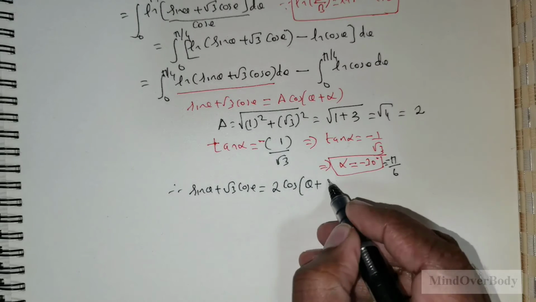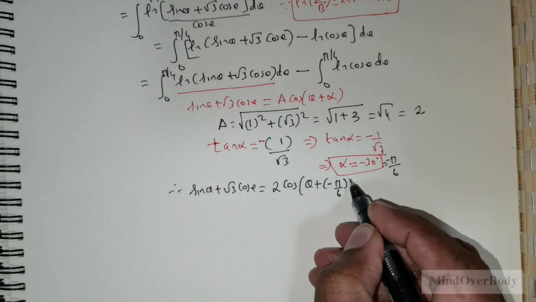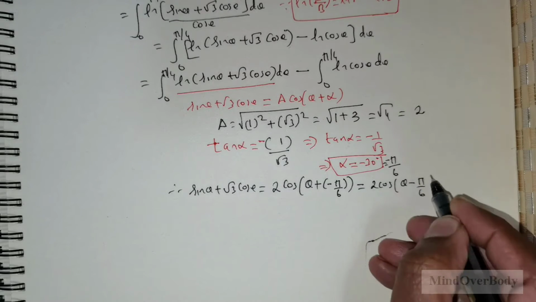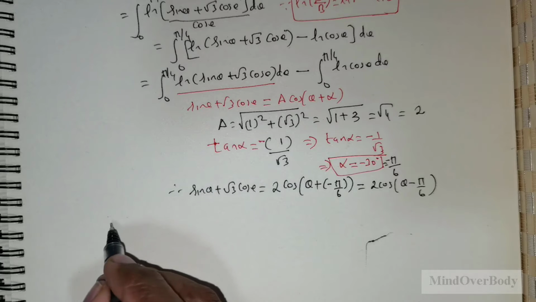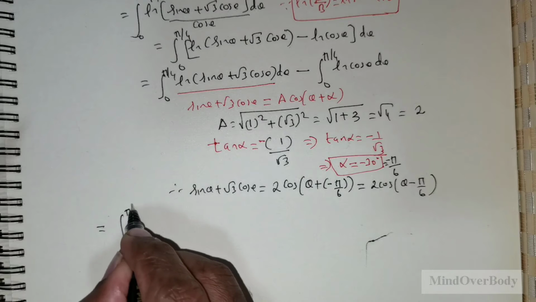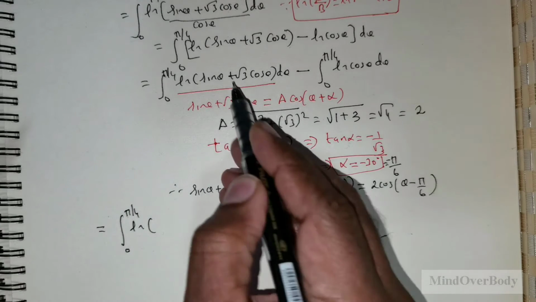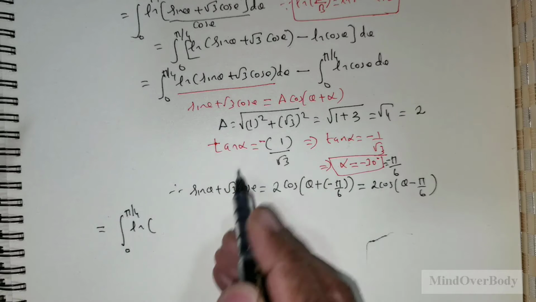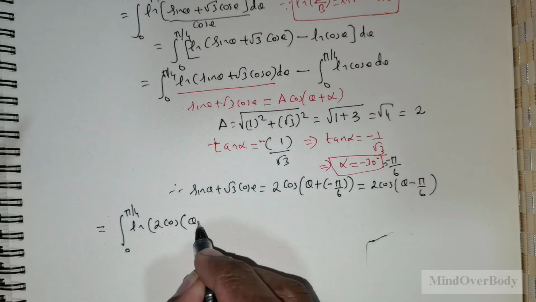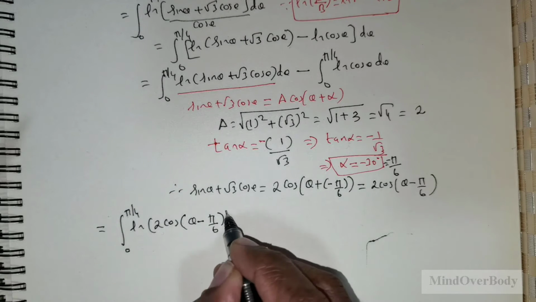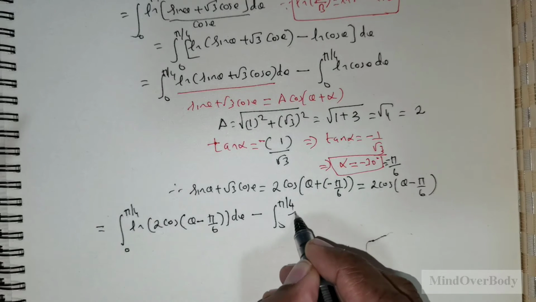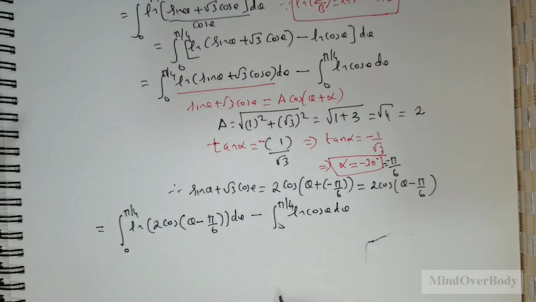So that is going to be negative pi divided by 6, which can be rewritten as 2 times cos of theta negative pi over 6. So now we need to put these things together. So this is going to be equal to integral 0 to pi over 4 ln of, in place of sine theta positive root of 3 times cos theta, I have got 2 times cos of theta negative pi over 6 times d theta negative integral 0 to pi over 4 ln of cos theta times d theta.